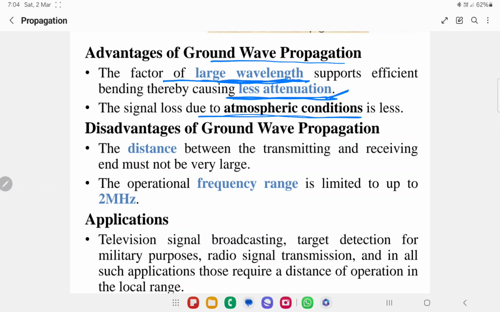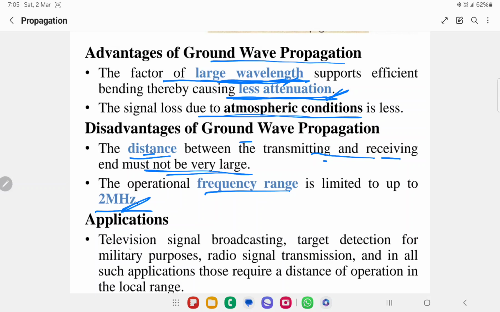Some disadvantages are also there. In the disadvantages, you can see the distance between the transmitting and the receiving end must not be very large, because it's not possible to get a very high power signal. To get a very high power signal, you need very high power or a very big structure antenna. That's why in this ground wave propagation, the distance between the transmitting and the receiving end must not be very large. The operational frequency range is generally up to 2 megahertz, which is very less. But as I said, as frequency is very less, wavelength is larger, and there is less attenuation.